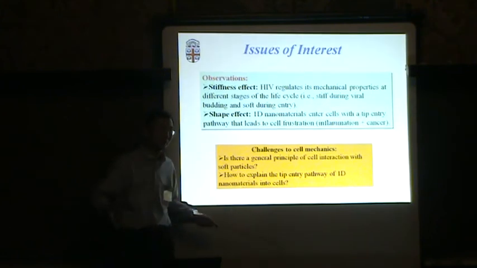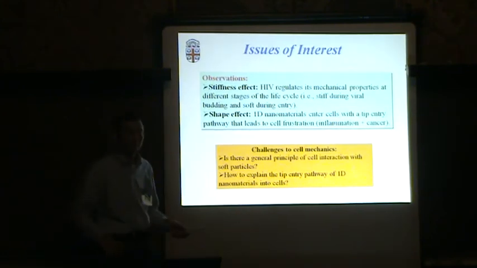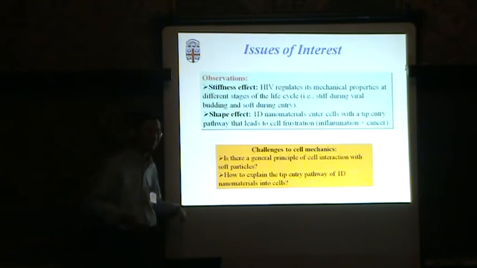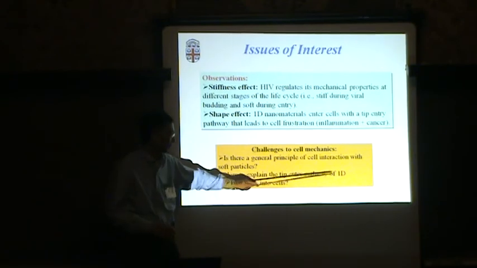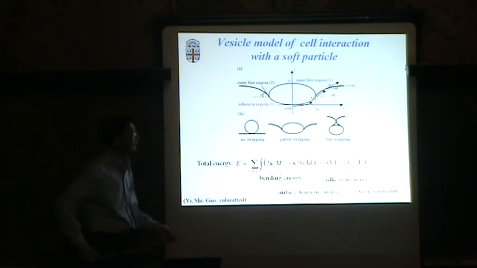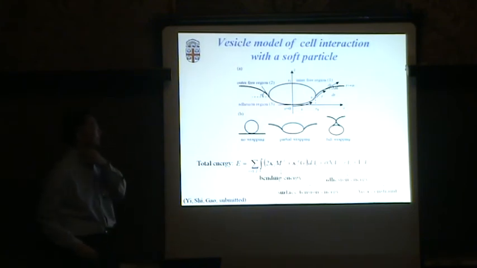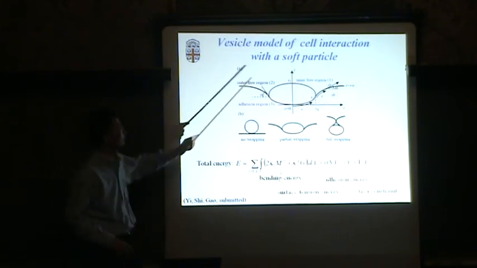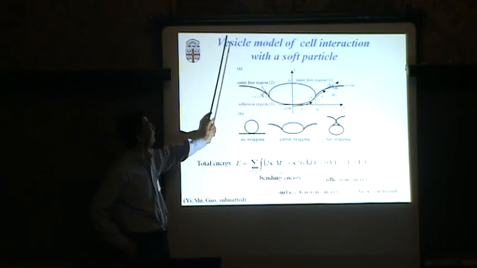Because a lot of people are studying or making one-dimensional nanomaterials, nanowires, carbon nanotubes, nanoribbons, and Professor Gao is showing you a couple of examples. There are thousands of papers being written on 1D nanomaterials, but very few people address this issue. So as a start, we adopt the vesicle model.